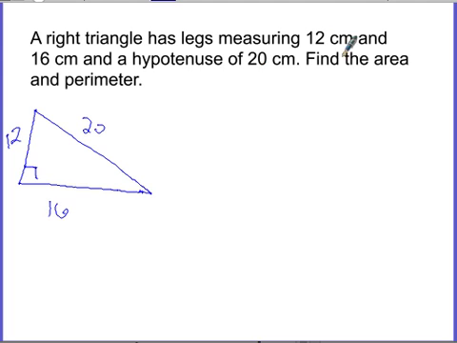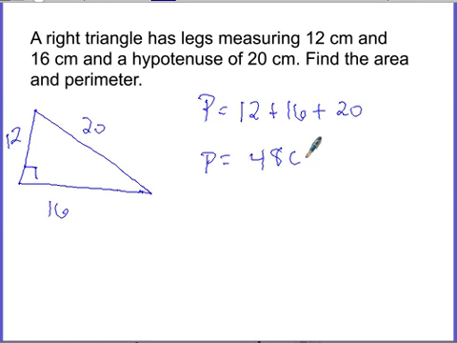Okay? So find the area and the perimeter. The perimeter is easy. All we have to do is add up the three sides. So perimeter is 12 plus 16 plus 20. So perimeter is 48 centimeters.